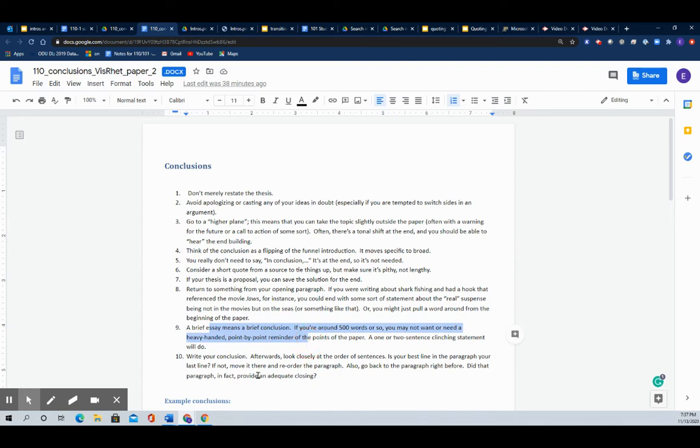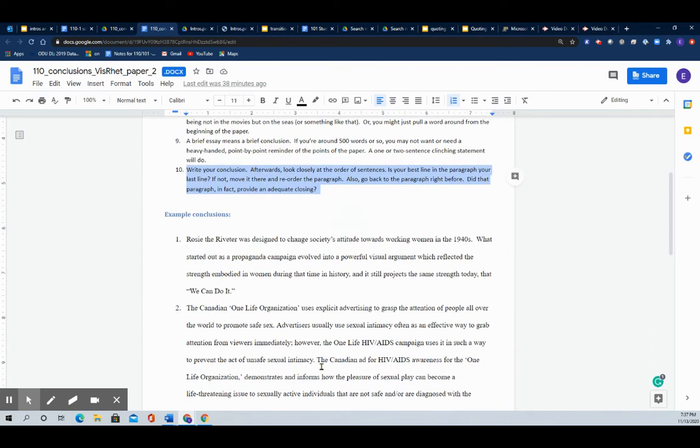And then I would suggest when you write your conclusion, go take a look at the order of sentences, because a lot of the time students tend to bury their best line somewhere in the paragraph, and you want to move that best line to your final line.